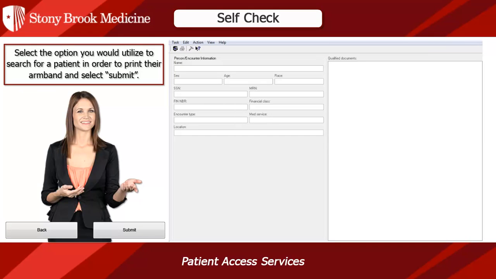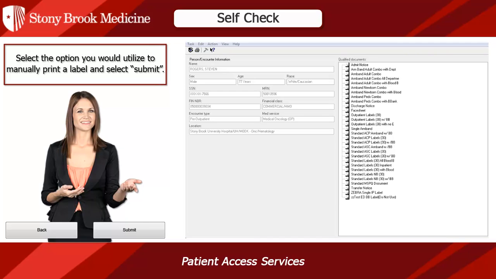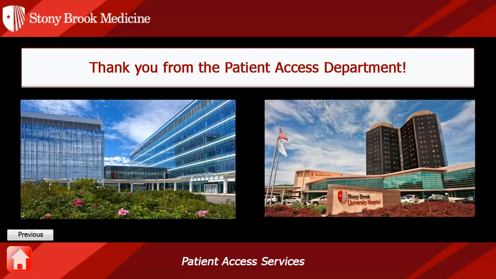Select the option you would utilize to search for a patient in order to print their armband and select Submit. Select the option you would utilize to manually print an armband and select Submit. Select the option you would utilize to manually print a label and select Submit.